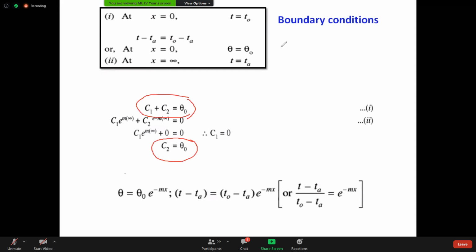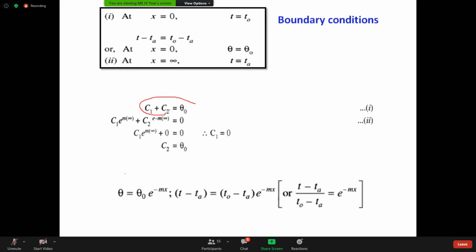That means x is equal to 0, theta is equal to theta naught. I know theta is equal to C1 into e power mx plus C2 into e power minus mx. In that, if you substitute the first boundary condition, you will get this equation. Second boundary condition, you will get this. So it's very simple steps only. Just substitution.